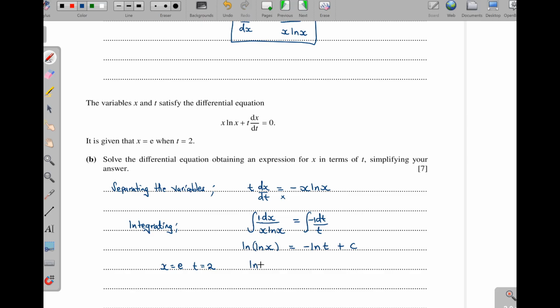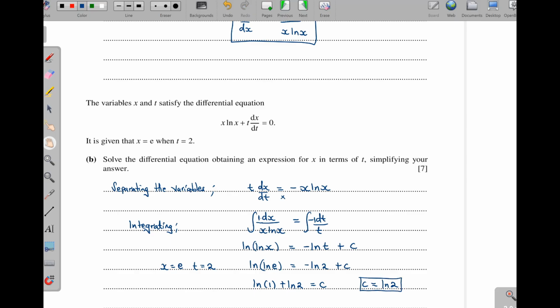So here we shall have the natural log of e. Then this one will be equal to negative, then natural log of our t is 2. Then plus c. Now here, this one is a 1. So this is natural log of 1. Then bring this one, this side, you will get plus, then the natural log of 2, which will be c. Now that means our c is going to be the natural log of 2, because natural log of 1 is what? Is a 0. So that is that.